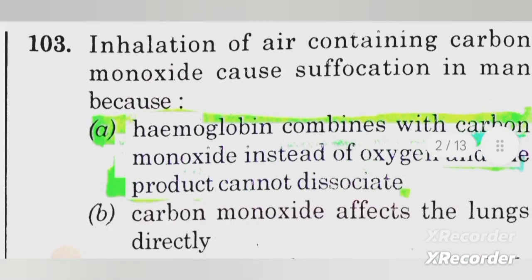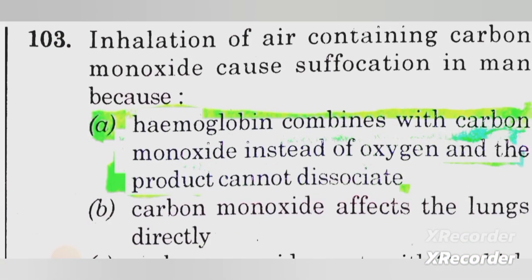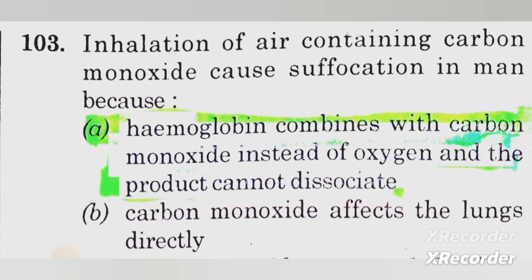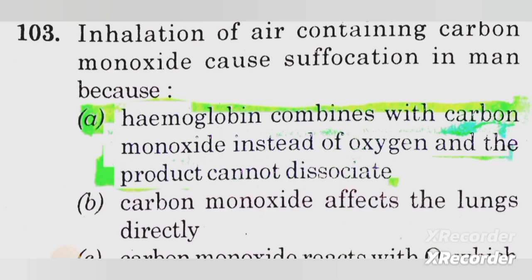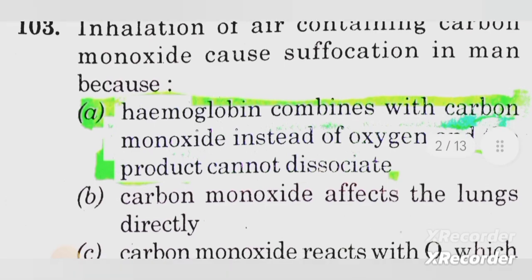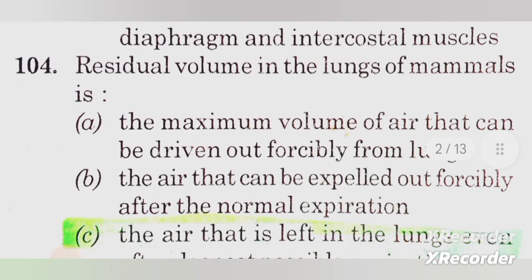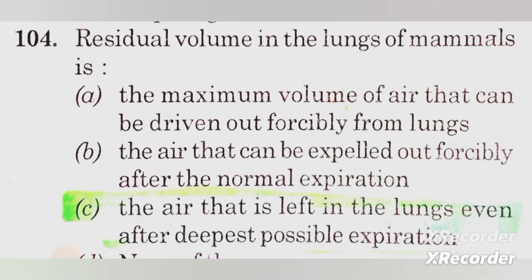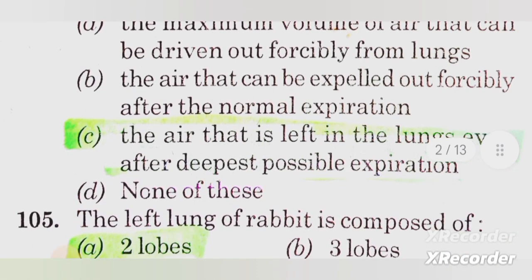Next, 103. Inhalation of air containing carbon monoxide causes suffocation in man because hemoglobin combines with carbon monoxide instead of oxygen and the product cannot dissociate. Next, 104. Residual volume in the lungs of mammals is: Answer C. The air that is left in the lungs even after deepest possible expiration.